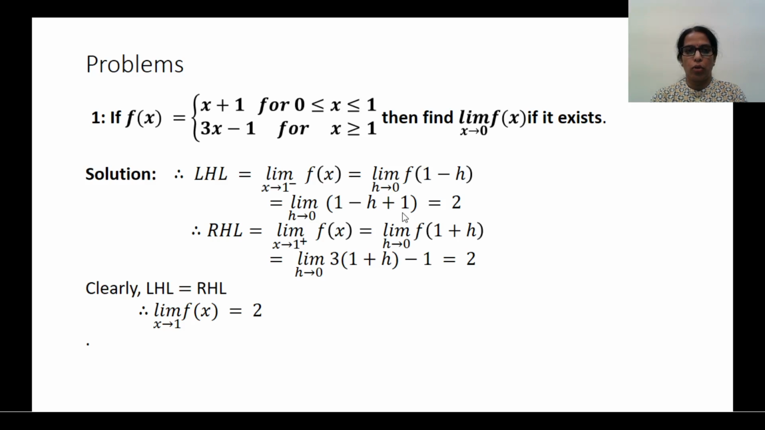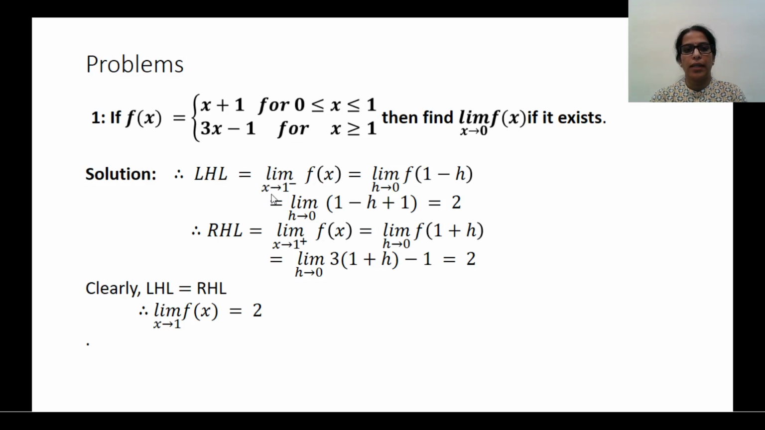Now we shall solve a problem in order to find the limit of a function. That is, f of x equals x plus 1 for 0 less than or equal to x, which is less than or equal to 1, and the function is 3x minus 1 for x greater than or equal to 1. Then find limit x tends to 1 f of x if it exists. So first of all, find the left hand limit.